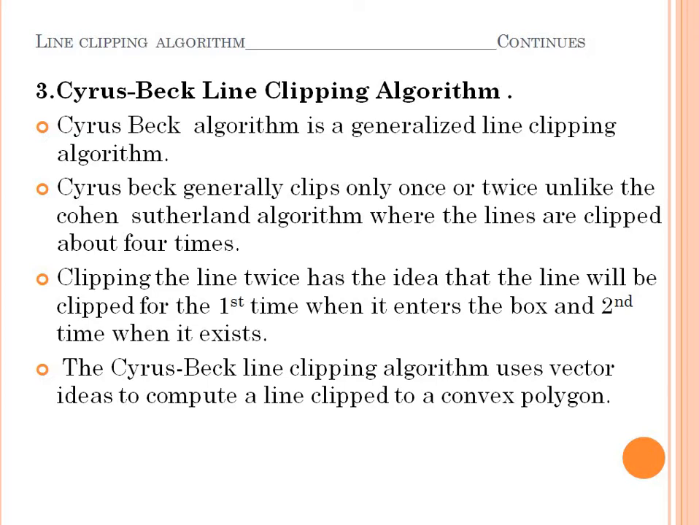Today we discuss the topic of the Cyrus-Beck line clipping algorithm. In the previous lecture we learned the Cohen-Sutherland line clipping algorithm. In the Cohen-Sutherland line clipping algorithm, there are three conditions. First is the visible, second is the non-visible, and third is the clipping case.